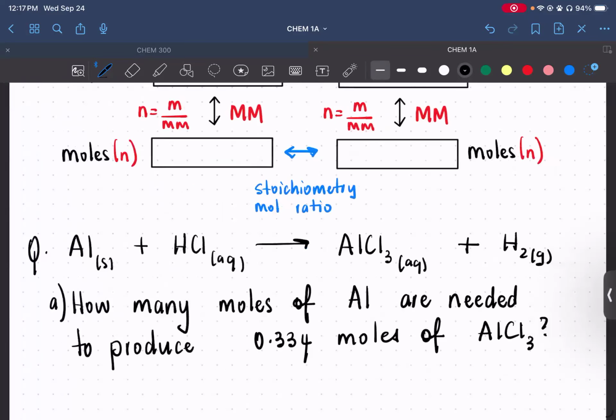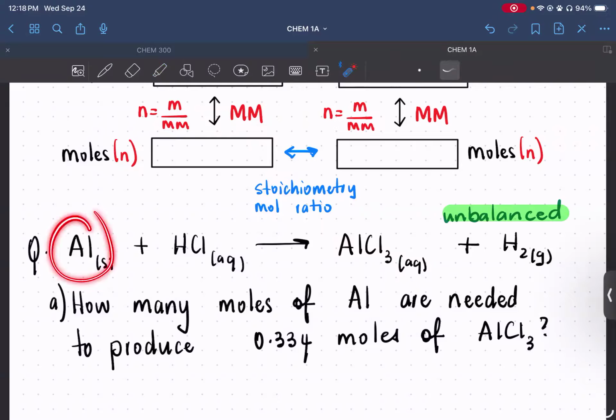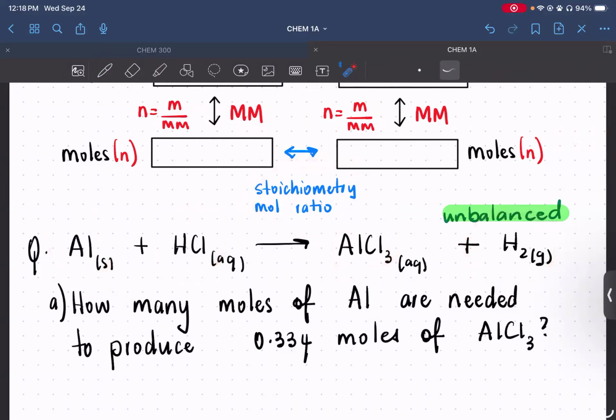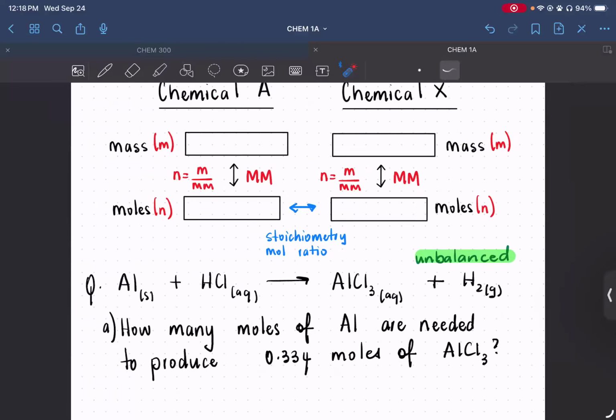One of the first things I want us to note is that the given equation, as written, is unbalanced. I have given you, of course, the correct products. I have given you the correct state symbols. But as of right now, it is not balanced. And as we just talked about with the sandwich analogy, we kind of need to know what the ratios are to invoke stoichiometry. But before we get there, let's just take a second to understand what we've been asked for and what we need to do.